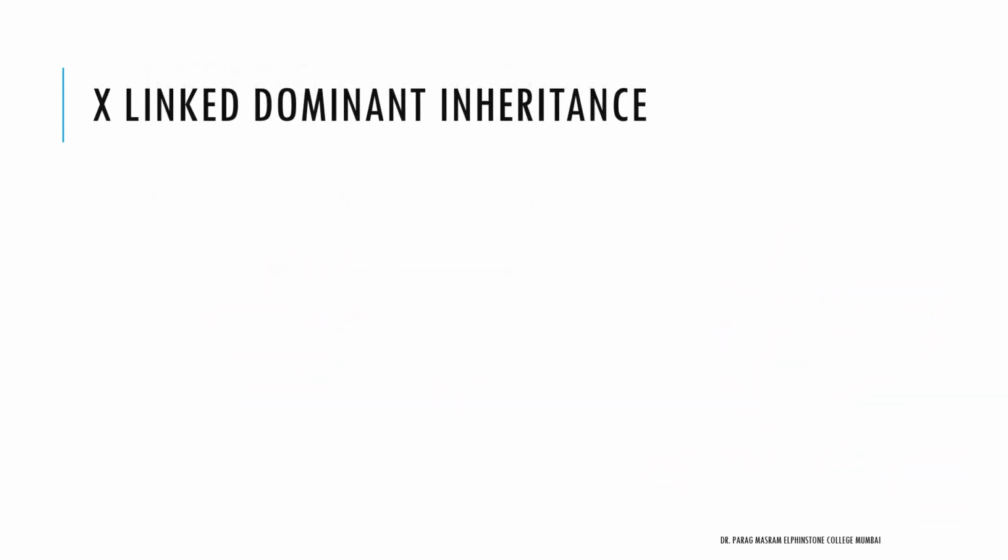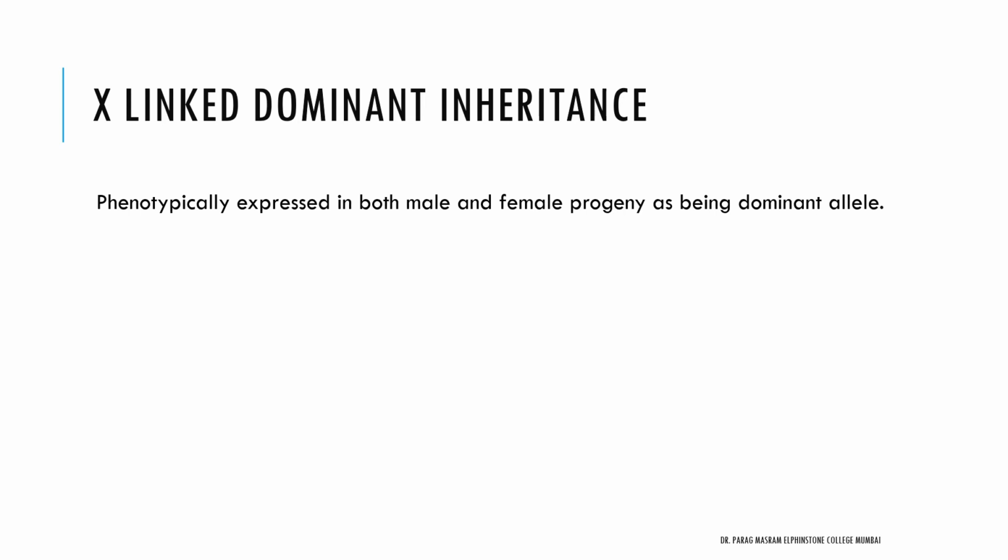Then we have the X-linked dominant, phenotypically expressing in both male and female progeny as it is a dominant allele. Because it is dominant, it is going to express itself in heterozygous as well as in homozygous condition. So if we have a female with one affected X chromosome, she will be affected. She won't be a carrier. She'll be an affected female. If she marries a normal male, there's a 50% chance that half of her progeny will be affected. 1:1. That will be the phenotypic ratio.